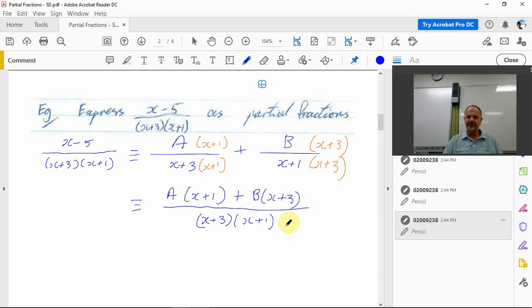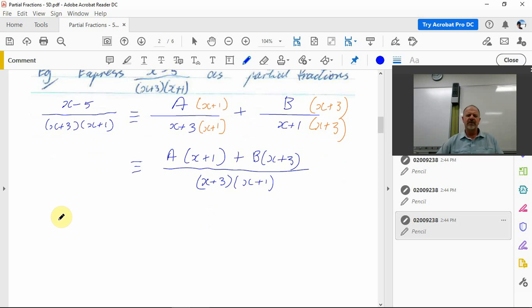Now, if these two things are equivalent to each other, the denominators are the same. So what that means is our numerators must be the same as well. Rather than writing out our denominators, because we already know they're the same, for those two to be equivalent, our numerators have got to be the same. So x minus 5 has got to equal a times x plus 1 plus b times x plus 3.